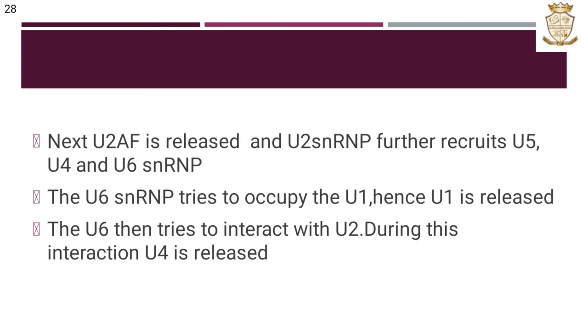Next, U2AF is released and U2 snRNP further recruits U5, U4 and U6 snRNP. The U6 snRNP tries to occupy the position of U1, hence U1 is released. The U6 then tries to interact with U2. During this interaction, U4 is released.